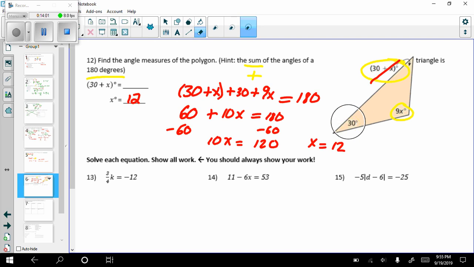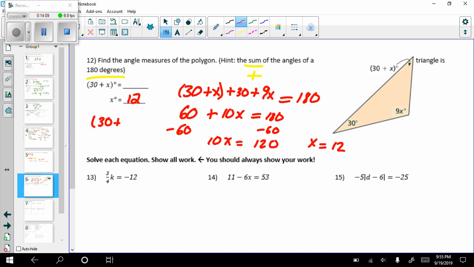Now that wasn't the only thing we were asked to do. We also needed to find the 30 plus x. So all I have to do is say 30 plus 12 equals 42. So this was 42. I was very pleased. About half the class got that right.